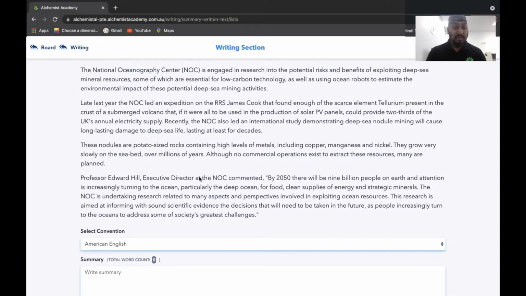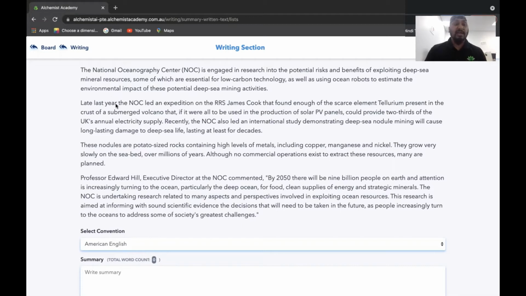Metals grow quickly. 9 billion people on Earth. They've done some research again on resources. Okay, so what I can see is that this summary is about some kind of research that is done on the ocean resources. Okay, so let's start reading through it.